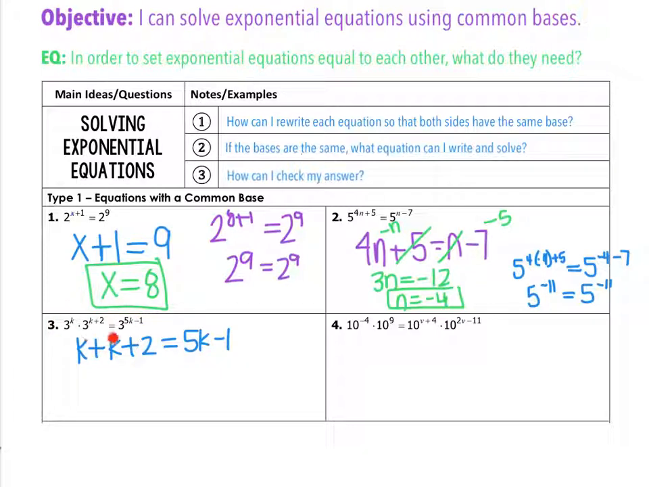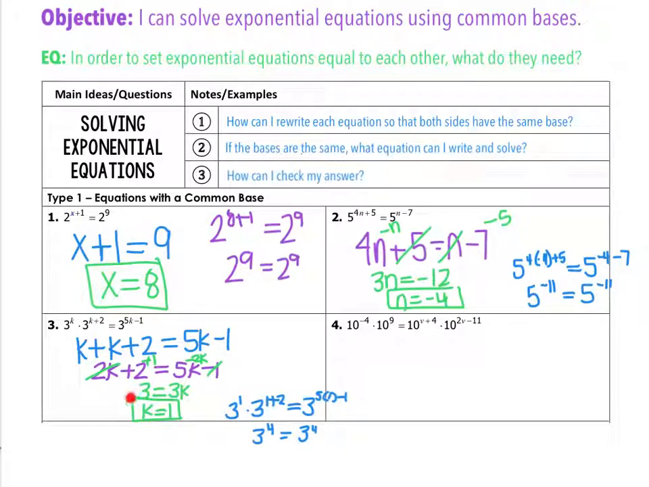So the equation that I end up writing is k plus 2 equals 5k minus 1. So go ahead and pause the video, solve, and check your answer. Alright, so when you solved it out, you should have ended up with k equals 1.